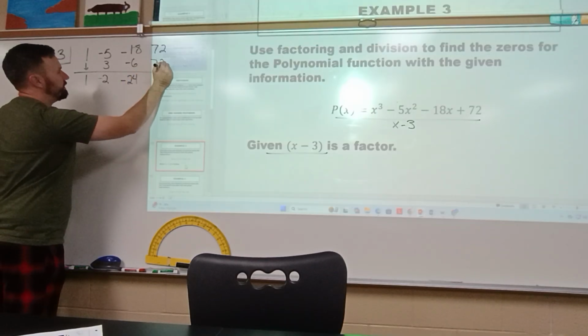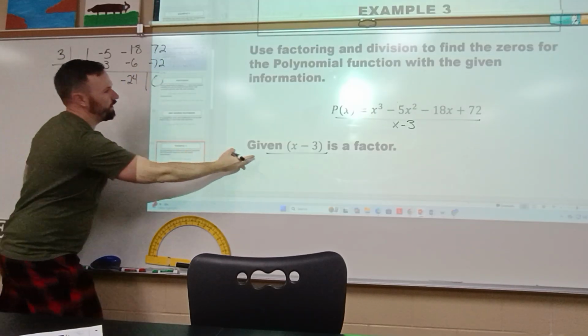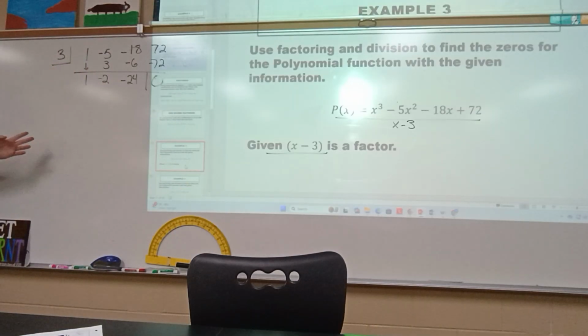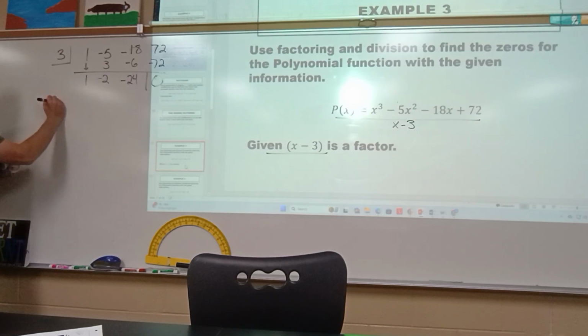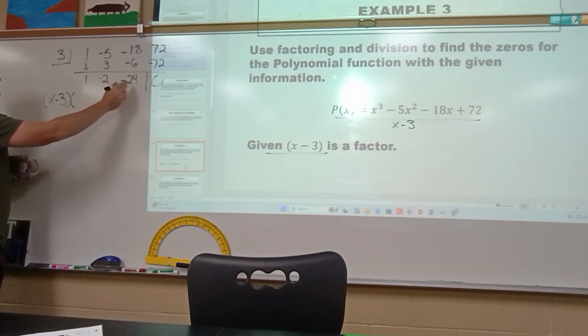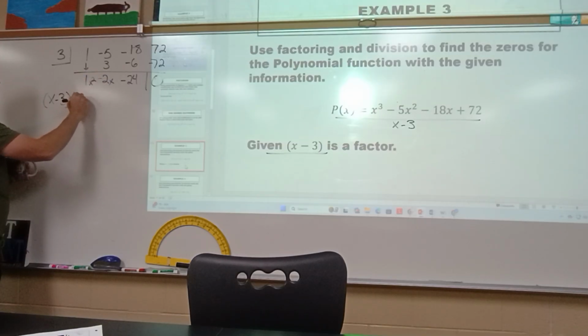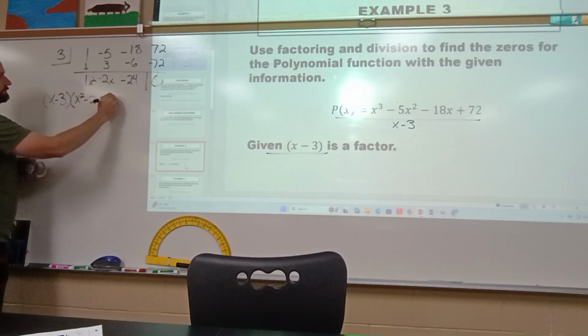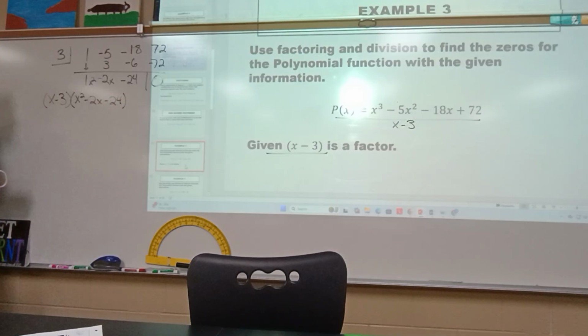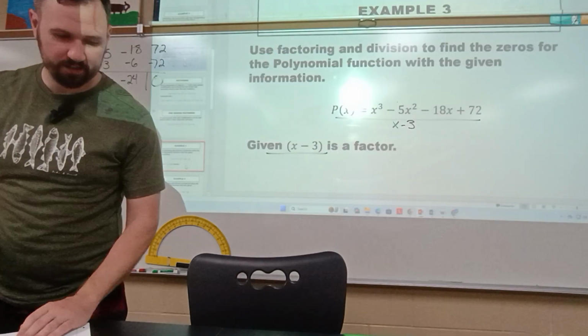Oh, thank goodness. What do you think should happen? If I know this is a factor, when I divide it, should I get a remainder? No. So that's good. That means I did it right. So I can rewrite this as x minus 3 times x squared plus something. Now it's a quadratic. Can I solve quadratics? Yeah, I can solve quadratics. What tools do I have?